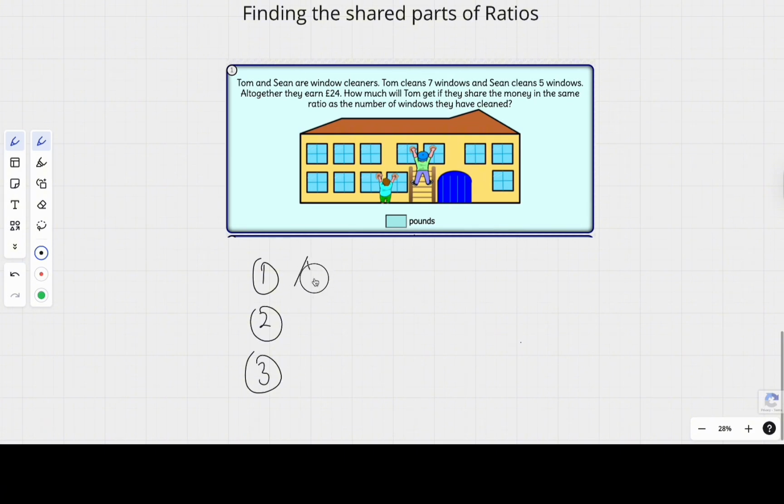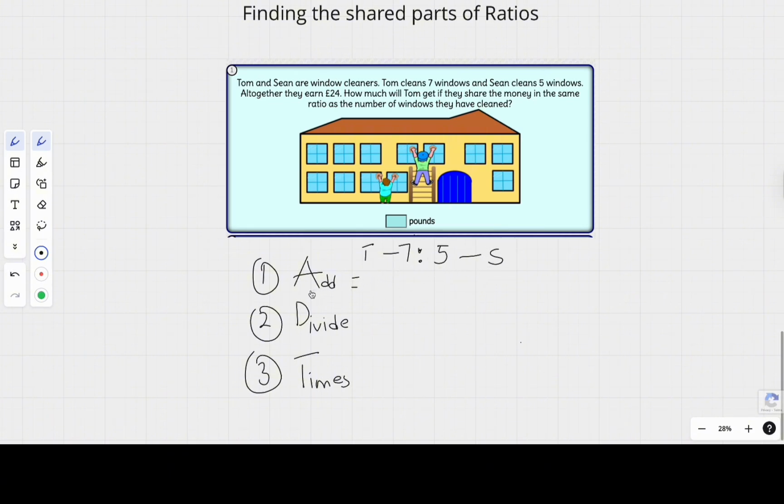So we have A, D, T. When it comes to ratio, A means add, D means divide, and T means times. So add, divide, times. What do we add? From this question, Tom and Sean are window cleaners. Tom cleans 7 windows and Sean cleans 5 windows. So first of all, your ratio is 7 is to 5. And who is cleaning 7? From the question, it is Tom, and then Sean is cleaning 5 windows.